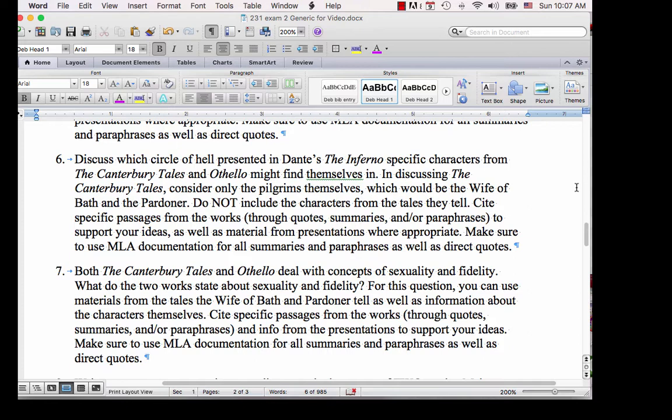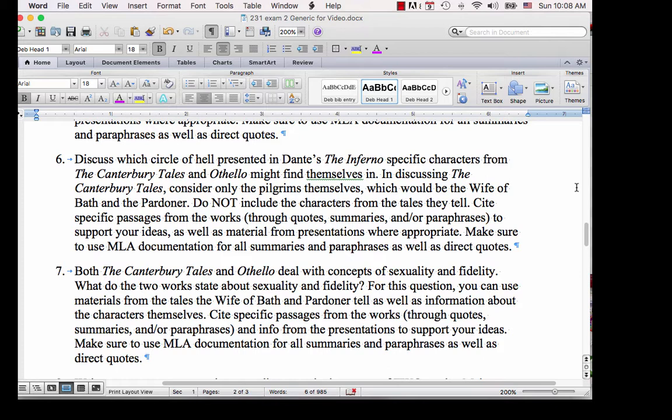This is similar to what we did on the discussion board when we placed celebrities in circles of hell. But obviously we couldn't do that with the characters from the Canterbury Tales and Othello because we hadn't read the Canterbury Tales and Othello when we read the Inferno. So that would have been a little bit impossible. It's the same idea as what we did with the celebrities on the Inferno discussion boards, but instead of using celebrities, use characters from the Canterbury Tales and Othello.